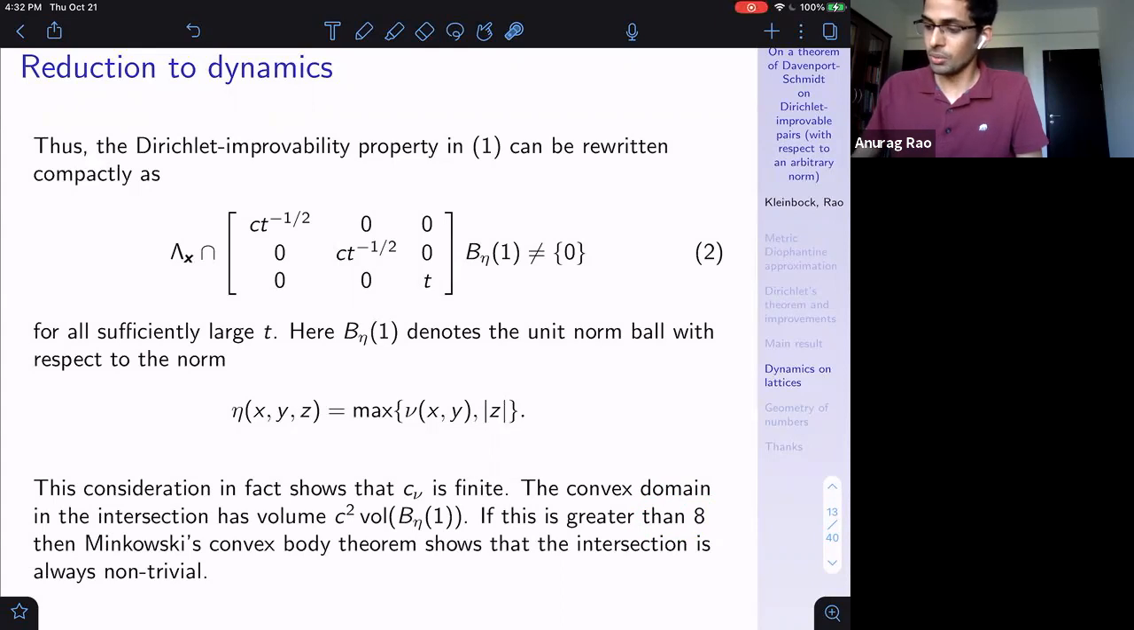So all we have to do is to choose c squared times this greater than 8, and then every x will be c squared directly approximable, something. Okay, so I hope that convinces you that C_nu is finite. But we don't know the exact upper bound. We have some upper bounds, but we don't know the exact upper bound for how large C squared can be.